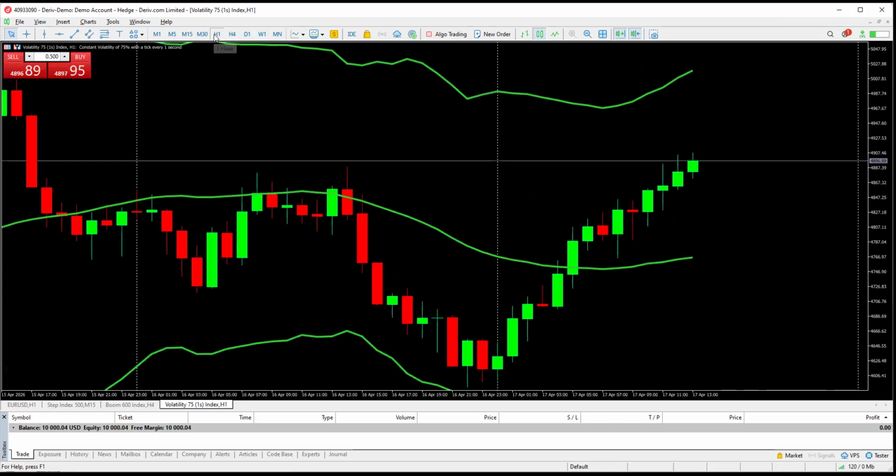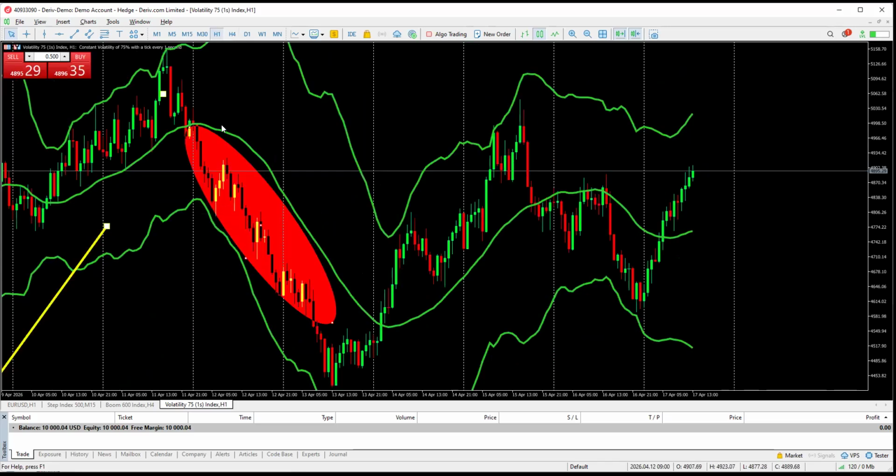So we are using H1 here. On H1, it means all these candlesticks completed 1 hour each. So we can count how many hours it took from here to here by counting the number of candlesticks, which is almost a day, or maybe 15 or so hours.